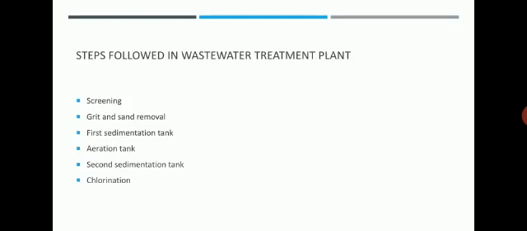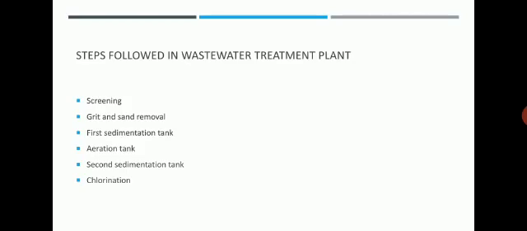The shape of the first sedimentation tank is sloped in the middle, where sludge is collected. In this sedimentation tank, most of the organic matter like feces is settled at the bottom, which is known as sludge, and it is removed from the water from time to time.